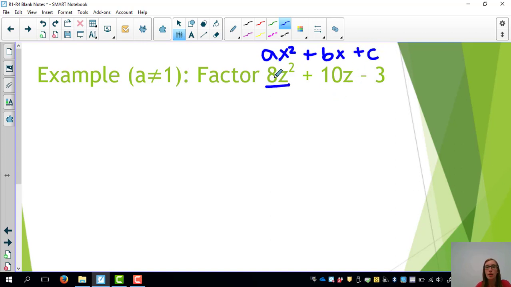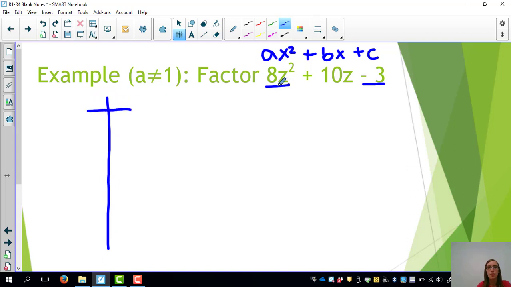So we need the factors of a. Notice our a is not 1. The coefficient of z squared is 8. So that's our a. And our c is -3. So we need factors of 8 and -3 that will multiply then add to give us 10.